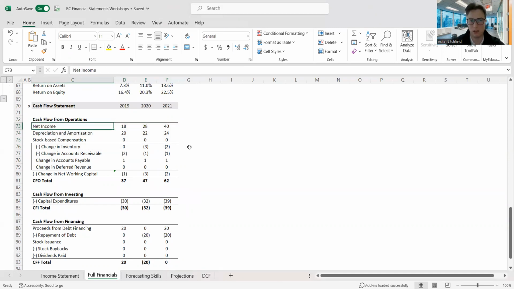And the indirect method, what it does is it starts with net income, and it adjusts net income for all the things that affected your net income, but did not affect your cash flow. So what I mean by that is, for example, here's one: depreciation and amortization. This is a non-cash expense.